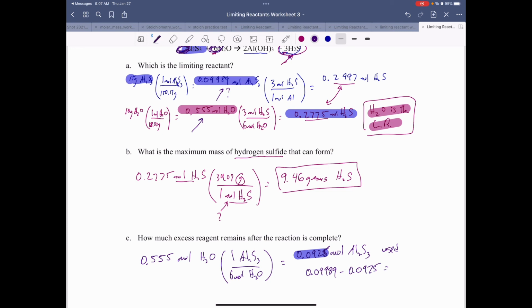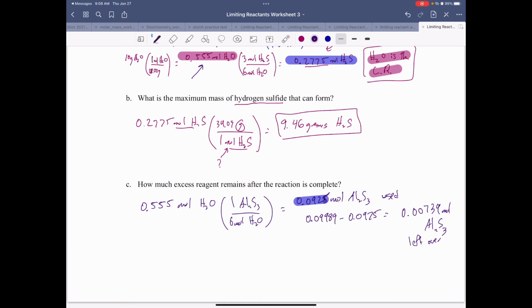So 0.09989 minus 0.0925, and we get 0.00739 moles of aluminum sulfide left over.